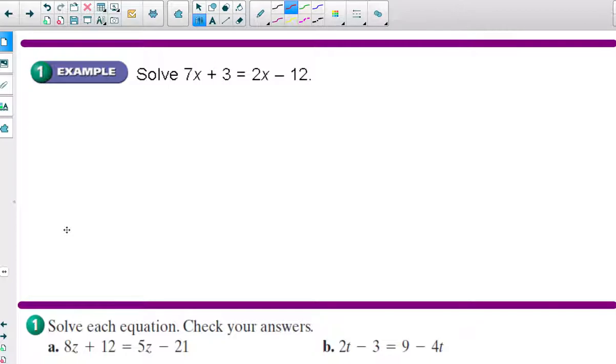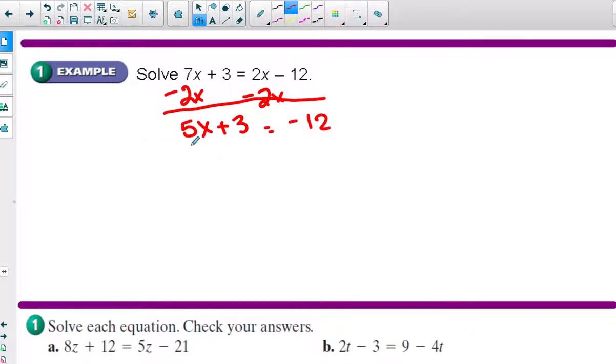So I'm going to choose to leave 7x on the left, which means that I need to get rid of any x term on the right. Getting rid of is the same as undoing the inverse operation. So the opposite of 2x is to subtract 2x. So we're going to subtract 2x from both sides. And this leaves us with 5x plus 3 equals negative 12.